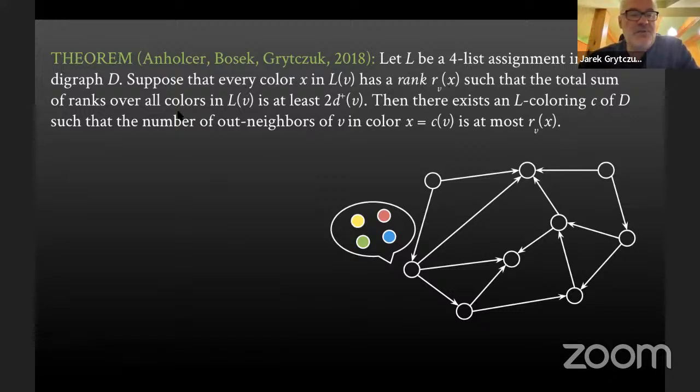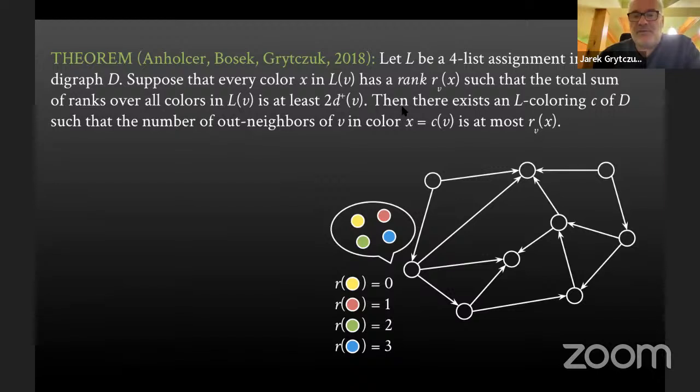The only condition in the theorem is that the sum of all ranks of colors in one list must be at least as big as twice the out degree of the vertex. So, for instance, for this vertex, we have 4 colors in a list, and here are these ranks. This is just an example. The out degree of the vertex is, as I can see, 1, 2, 3 outgoing edges. So the out degree is 3, so twice is 6. And the sum of these numbers is actually equal to 6. So the condition is satisfied.